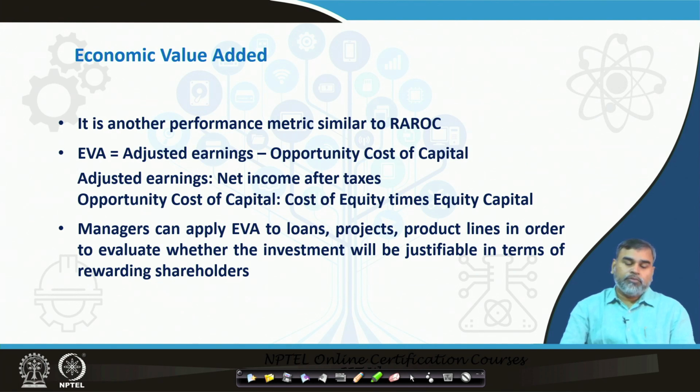So, what can the managers do? The managers can apply this EVA to the loans, to the projects, to the product lines in order to evaluate whether the investment will be justifiable in terms of rewarding the shareholders or maximizing the value of the shareholders. What kind of projects should the commercial banks take up to maximize the profit or the interest of the shareholders for that particular bank? The basic objective of EVA is to identify which products should be taken up and which business lines should be given more importance. By that, shareholder value maximization can take place. If that is taking place, then the other performance measures of the commercial banks can be maximized. That is basically the motto of the EVA, or economic value added.